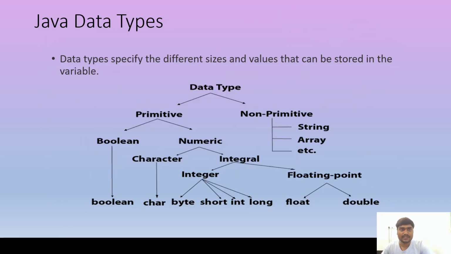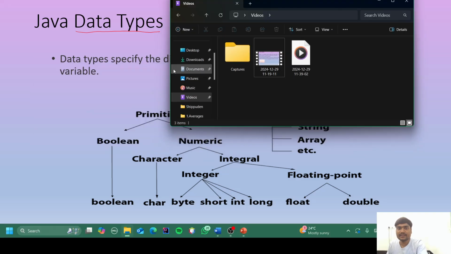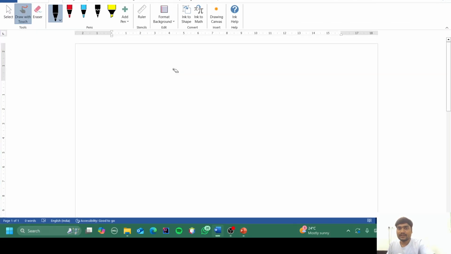Okay. Now coming to the next part, data types. As we have read, the variable size depends on the data type, which we have already seen in the variable part. So the data type, what is that? Data type is nothing but it specifies the different sizes and values that can be stored inside a variable. Whenever any variable is created, it is nothing but a container. So the size of that particular variable depends on the data type.